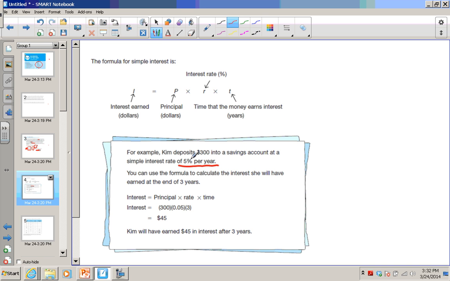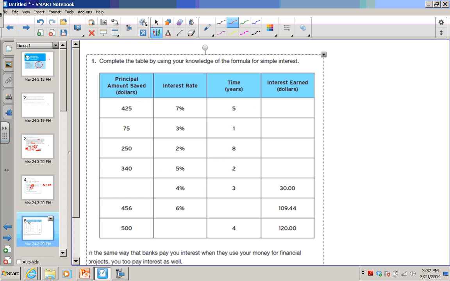So we take our principal, which is the amount of money she started with. In this case, it's $300. Multiply by our rate. You take that 5%, and you always want to multiply by the decimal form. So 5% as a decimal is 0.05. That's where that came from. It's just the 5% that was established up here. And then the amount of time in years is 3 years. So you just multiply it together, and you can see that Kim will have earned $45 in interest after that 3-year time period.